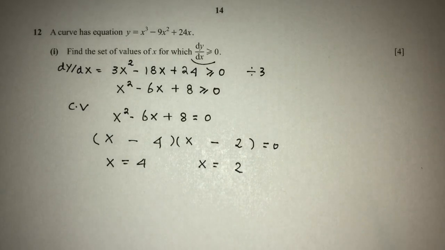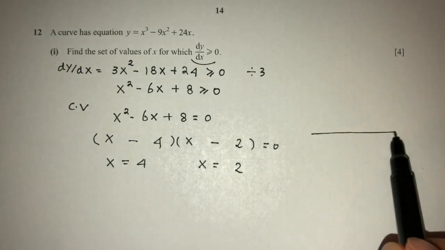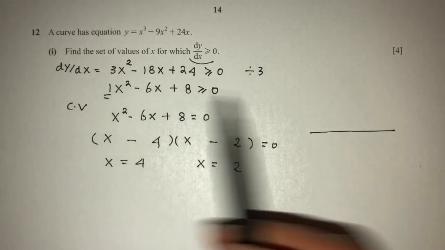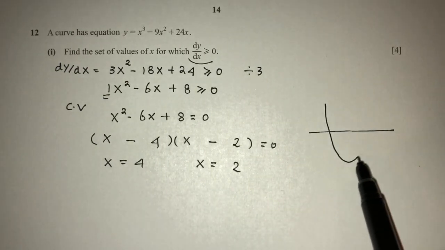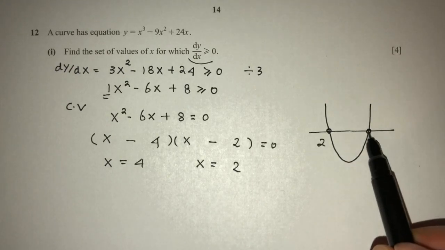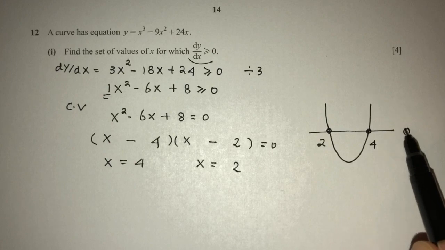But now this is not your answer. You have to look at the graph. So because this is a 1 here, it is positive 1, it will have the shape of this. The first value here is 2. The value here will be 4, and this is 0.